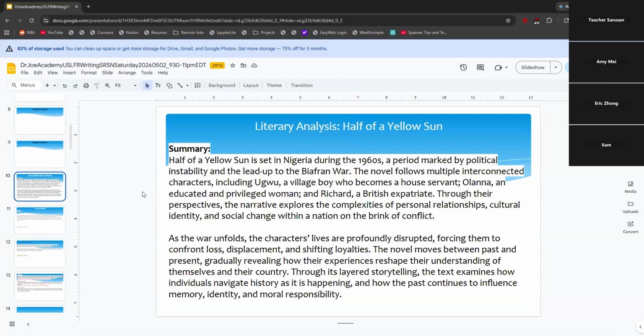We're going to be looking at a novel called Half of a Yellow Sun. Let's check this out. Eric, can you read this slide for us, please?